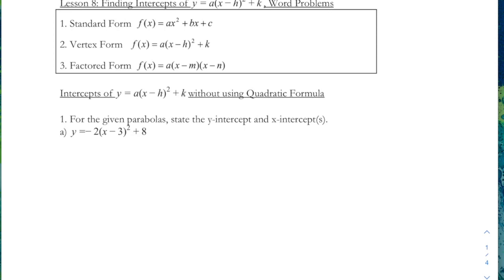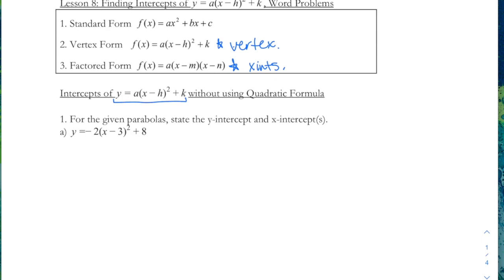So as you know, when we have our function in factored form, x-intercepts are really easy to find. When we have our function in vertex form, the vertex is really easy to find. So what happens when we have our function in vertex form, but we need to find the x and y intercepts? I'm going to go through that before we get to word problems.